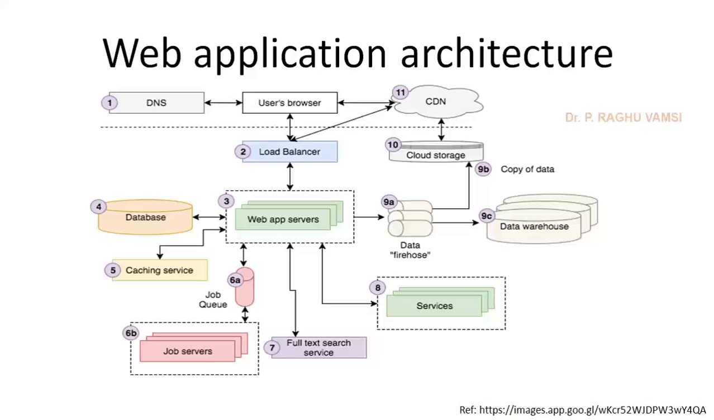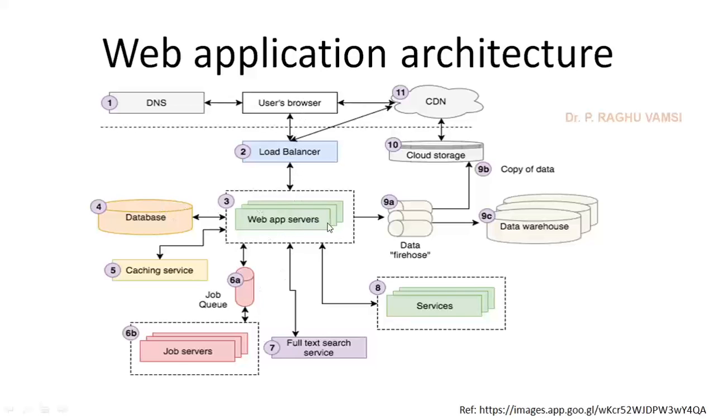The web application servers may be linked with the database, some caching services, job queues, full text search services, and other services like maybe cloud services. And this job queue again may go to the job servers. All we have seen so far in any web application is a front end and maybe application logic written in PHP or .NET. Then there may be a web server linked to the database. Up to that, it is a three-tier architecture.